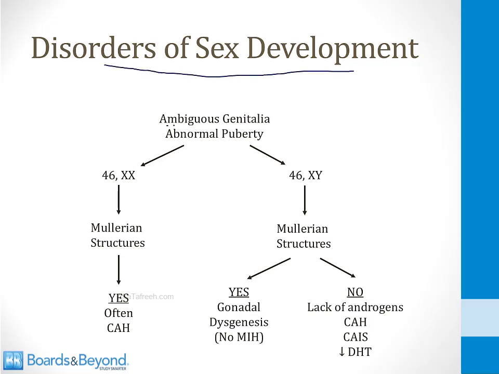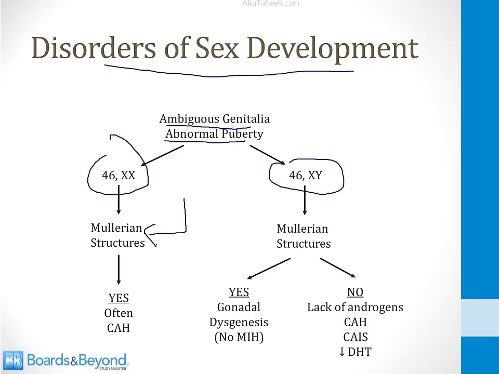So if a baby is born with ambiguous genitalia or a child develops abnormally at puberty, the first test you want to do is a karyotype to determine whether the child is XX or XY. The next test you want to do is to look for the presence of Müllerian structures. Basically, you want to see if there is a uterus or fallopian tubes. If the Müllerian structures are present, it means that there is an absence of functioning testes, because if the testes are present and they are working, then the Müllerian structures will degenerate.